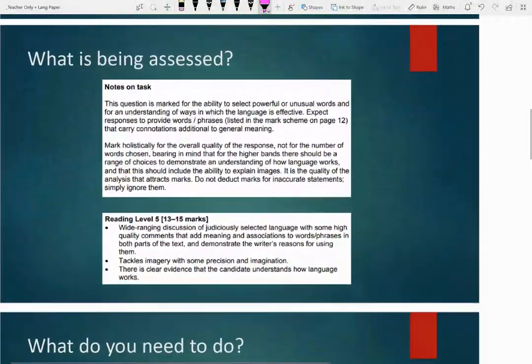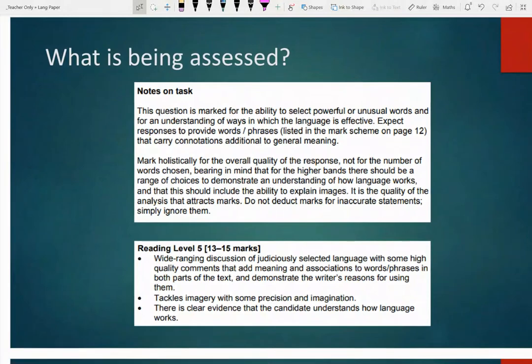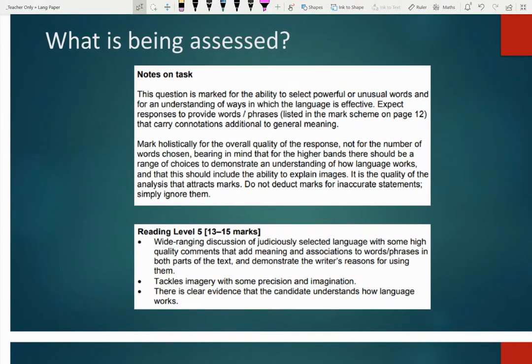Right. So before you start to get onto what you actually need to do, I suppose it's quite linked. You need to really think about how, where, and why you're being assessed. This first box here that says notes on task is really an instruction to the examiner. It's guidance to the examiner on how they should be approaching the marking of your response. It's quite interesting to have a look at, I think. So the examiners are told that they should be marking your ability to select powerful, unusual words, and for your understanding of the ways in which these words are effective.